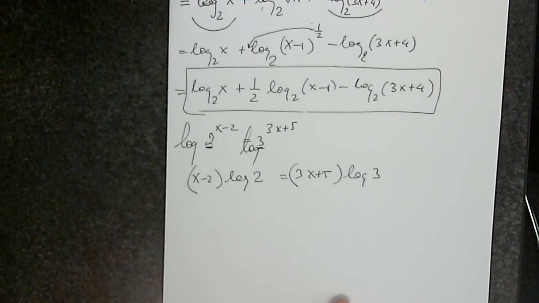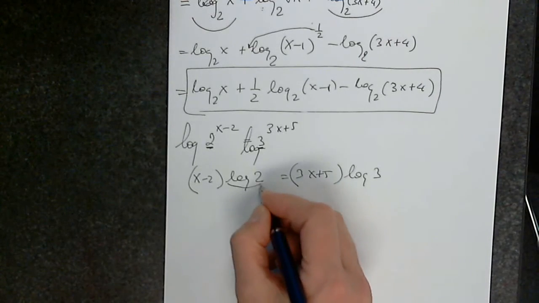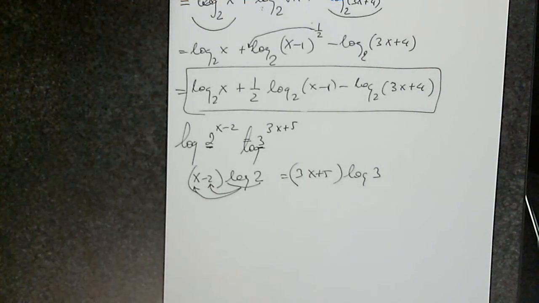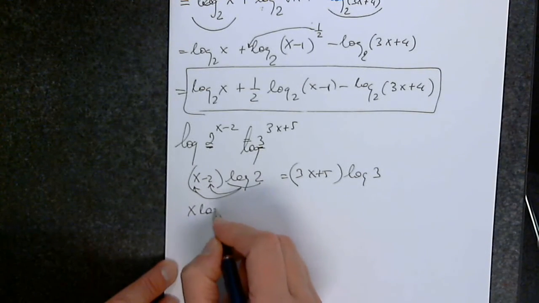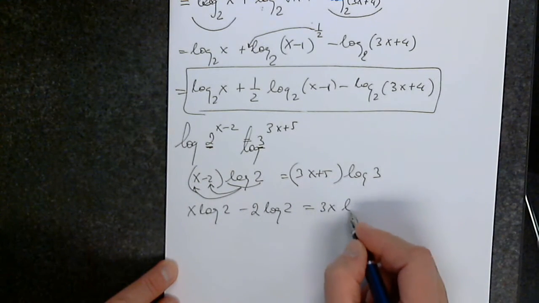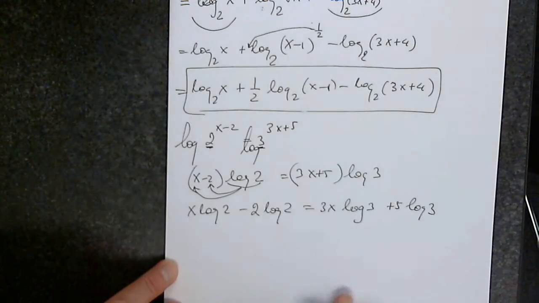Now, if you notice this, from this point on, it should not be difficult. I know when you look at log 2, you feel like, oh, wow, what is that? It's just a simple number. And all you have to do is take this number and distribute it to x and distribute it to negative 2. The same thing with log 3. So x log 2 minus 2 log 2 equals 3x log 3 plus 5 log 3.